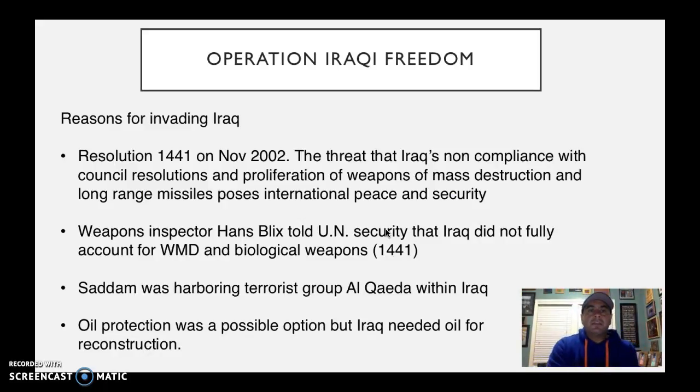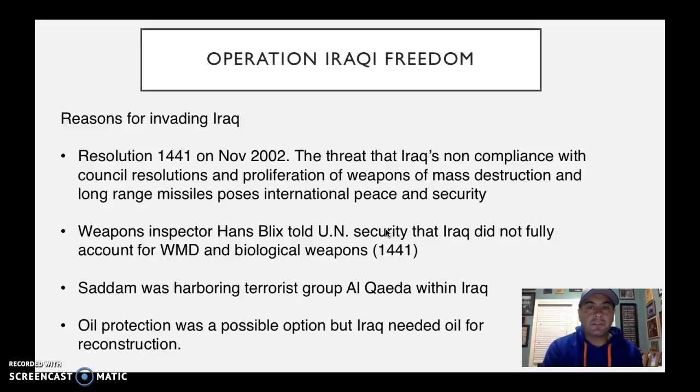There were a lot of reasons why we invaded Iraq. So the handout of Resolution 1441, you'll see that 1441 was basically the UN and international peace and security wanting Iraq to give up their nuclear weapons and to look at their long range weapons of mass destruction. So the weapons inspector Hans Blix told UN security that Iraq did not fully account for weapons of mass destruction and biological weapons. Saddam was harboring terrorist group Al Qaeda within Iraq, and oil protection was a possible option, but Iraq needed oil for reconstruction.